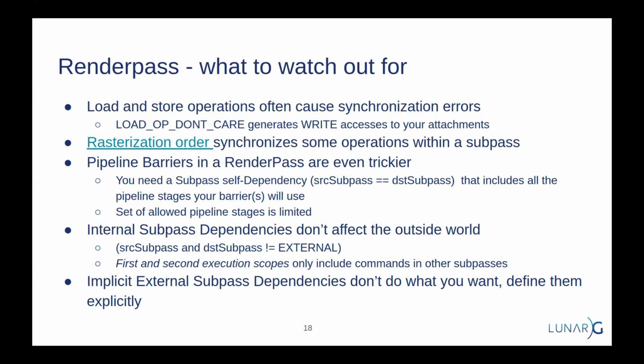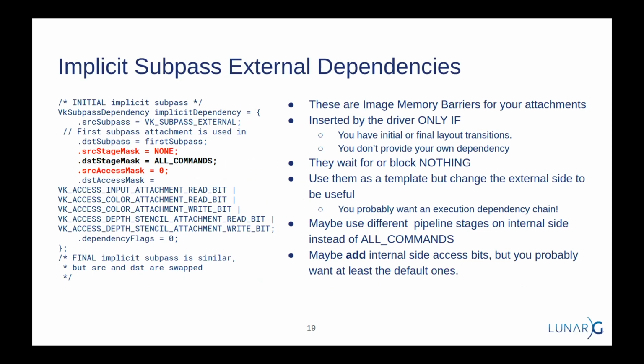The spec says the first and second execution scopes only include commands within other subpasses. And then implicit external subpass dependencies don't do what you want. That's my statement. They don't do what I want. So on the left here, we have the implicit dependency, the initial implicit dependency that gets inserted by the implementation if you don't provide your own external dependency.